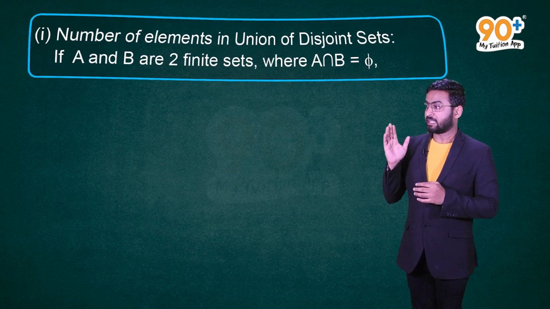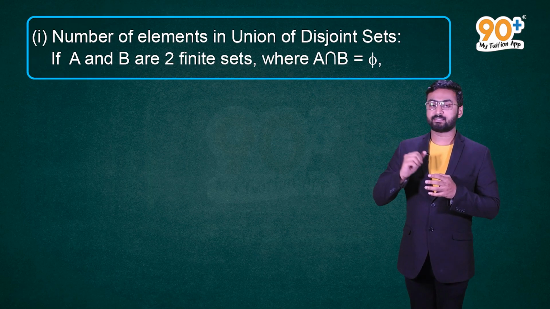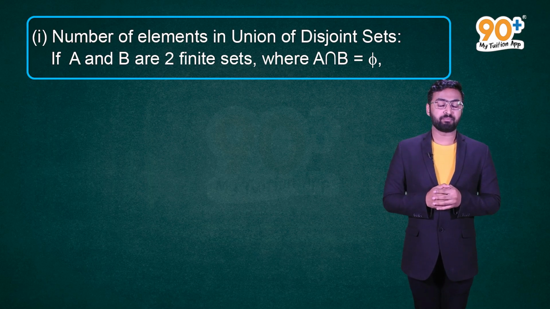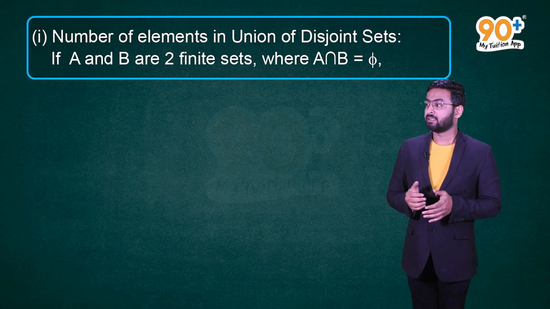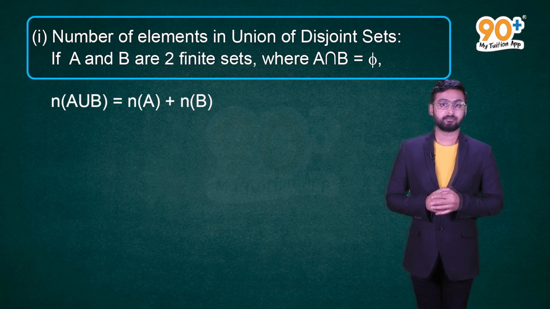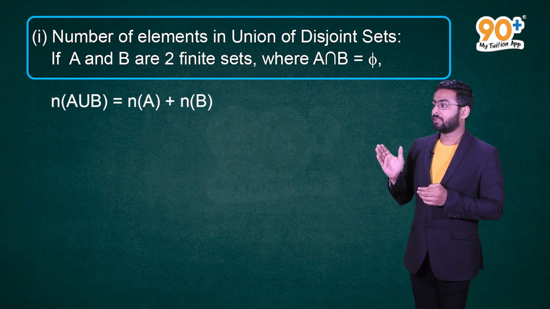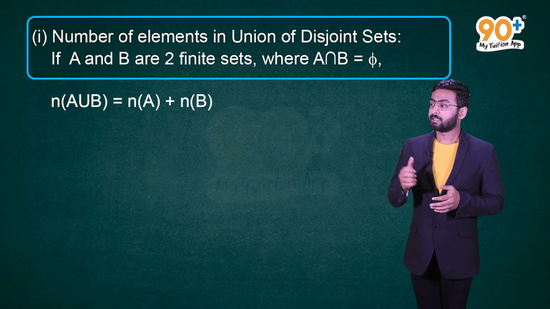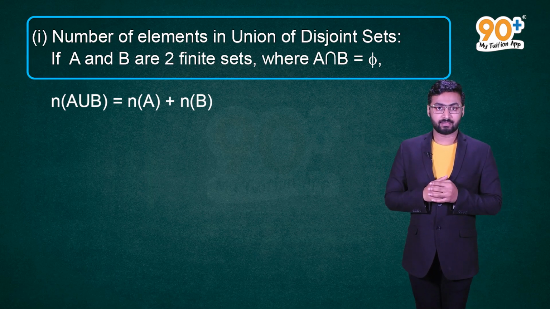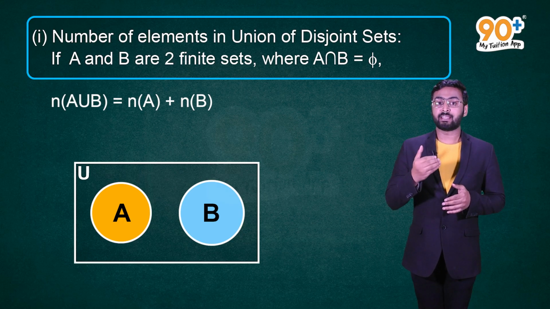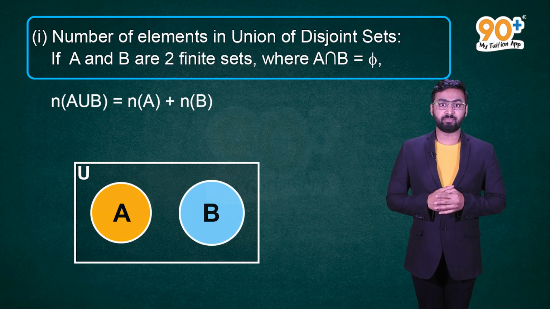First one, number of elements in union of disjoint sets. If A and B are two finite sets where A intersection B is equal to phi, then n of A union B is equal to n of A plus n of B. In simpler words, if A and B are finite sets and these sets are disjoint, that is A intersection B is equal to phi, then the number of elements of the union of the sets A and B is equal to the sum of the number of elements in set A and set B.